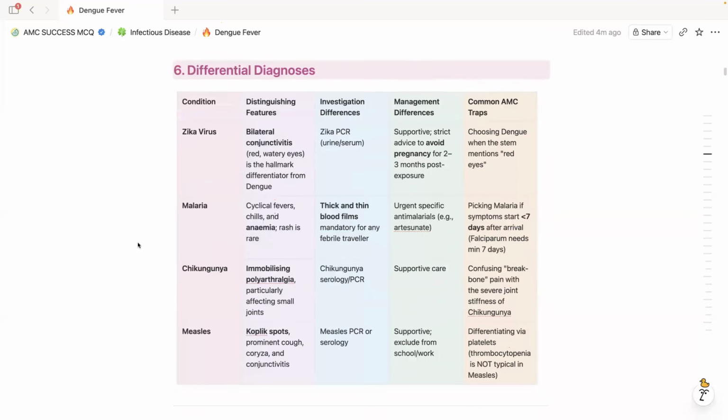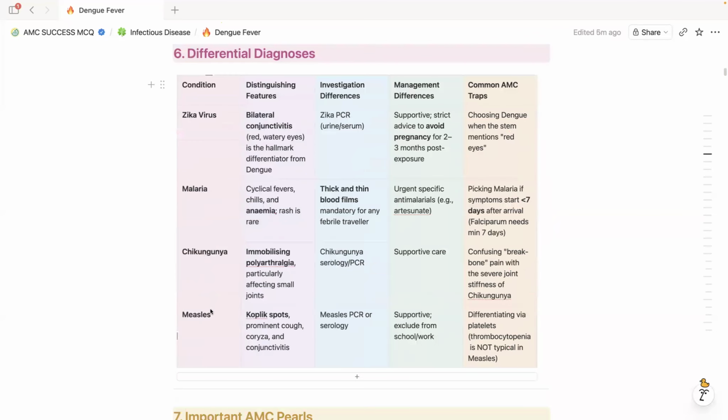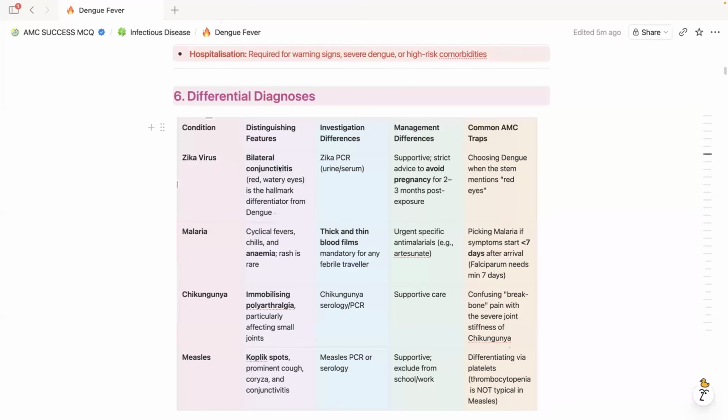Differential diagnosis is with Zika virus, malaria, chikungunya, and also measles. With Zika virus, the patient will have bilateral conjunctivitis, red and watery eyes. It's a very hallmark sign for Zika virus. For investigation of Zika, we do Zika PCR through urine or serum, and the management is supportive. Strict advice to avoid pregnancy for 2 to 3 months post-exposure. The common AMC trap is choosing dengue when they mention red eyes. This is your mistake. So once there is a red eye, think about Zika virus as well.